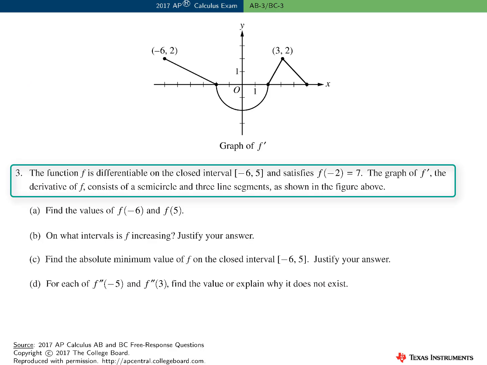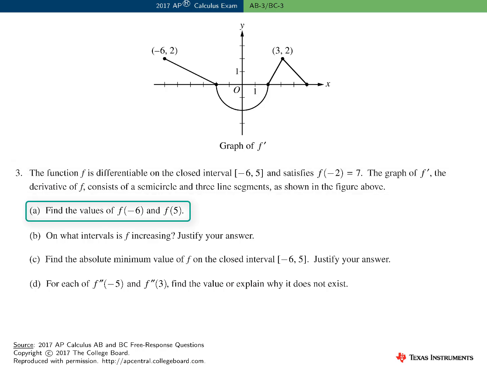In this problem, we're given that the function f is differentiable on a closed interval, and we also know that f of minus 2 is equal to 7. The graph of f prime is given in this figure, and it consists of 3 line segments and a semicircle. In part A, we need to find the values f of minus 6 and f of 5.